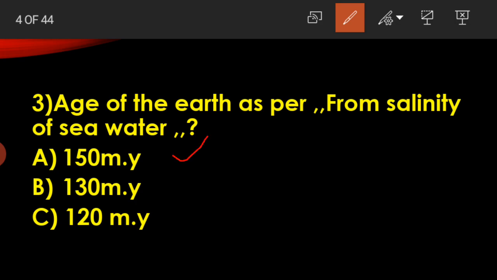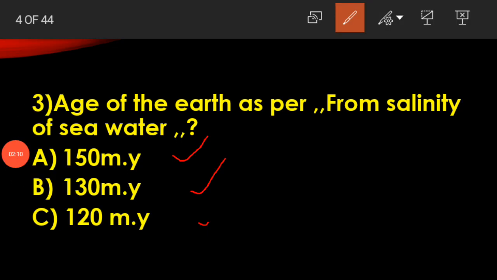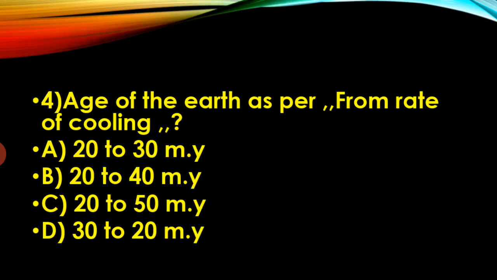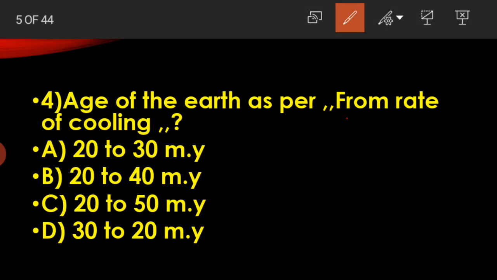Option A 150 million years, option B 130 million years, option C 120 million years. Here the correct answer is, not A 150 million years, B not 130 million years. Here the correct answer is C. C is the correct answer, 120 million years. As per the salinity of seawater, age of the earth is 120 million years. Next, the age of the earth as per from rate of cooling.